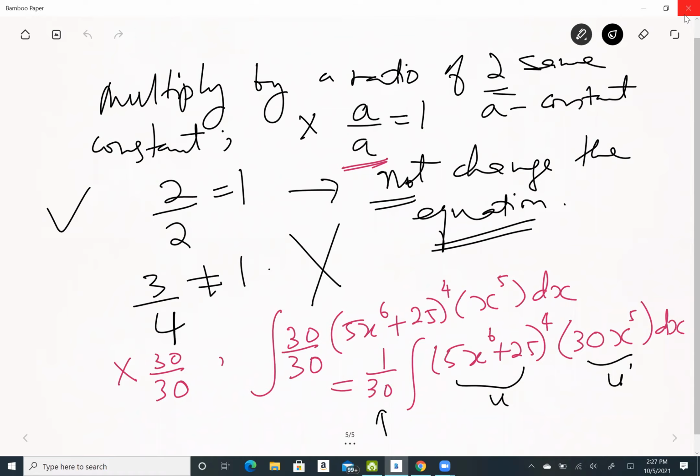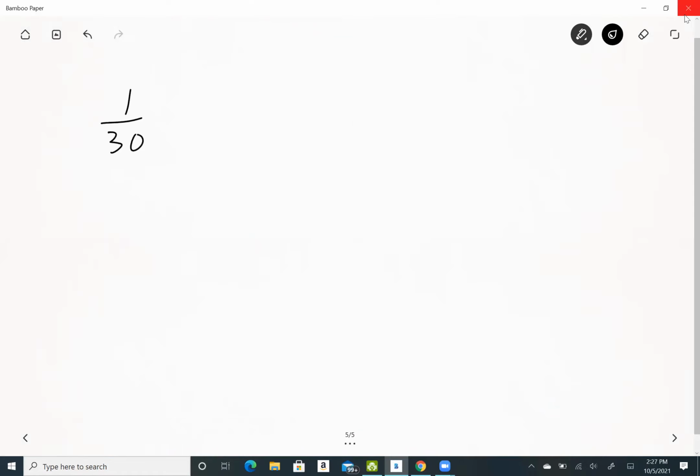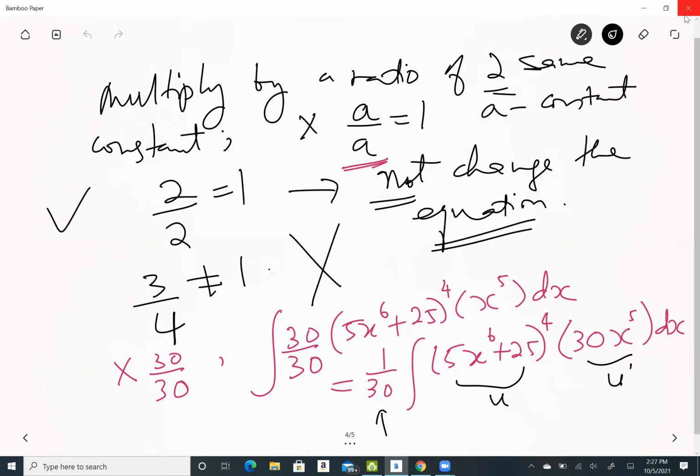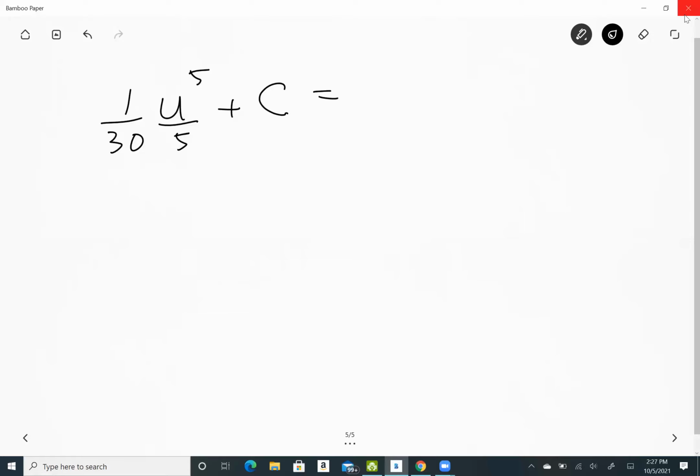All right, so what you got will be 1 over 30 u to the power of 5 over 5 plus c. And then you put in the u. So 1 over 30, now 30 times 5 is 150. So 1 over 150, multiply by whatever the u is to the power of 5 plus c. Okay, so I got that, example number 4.